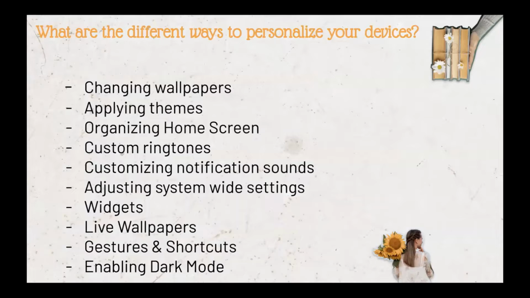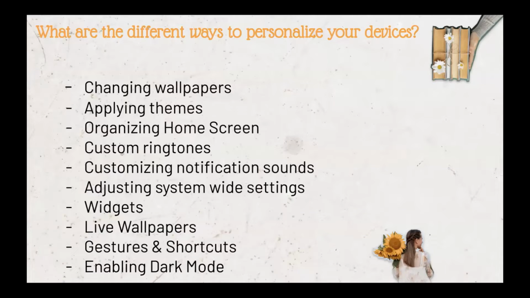Just reiterating, what are the different ways to personalize your devices? First, the easiest and the funnest way is to change your wallpapers. I remember when I got my first phone, I spent maybe half a day switching out different wallpapers because it's just super fun. And nowadays you can also apply themes so that the fonts or colors of the text on your phone can also be customized. And you can also organize your home screen, how you would like to position and rearrange where all your apps are.